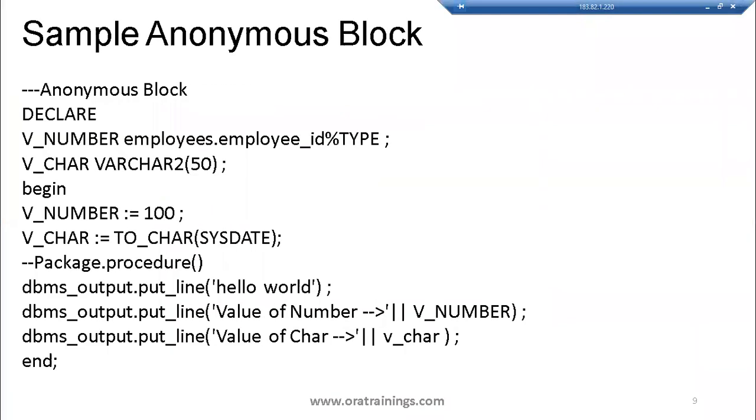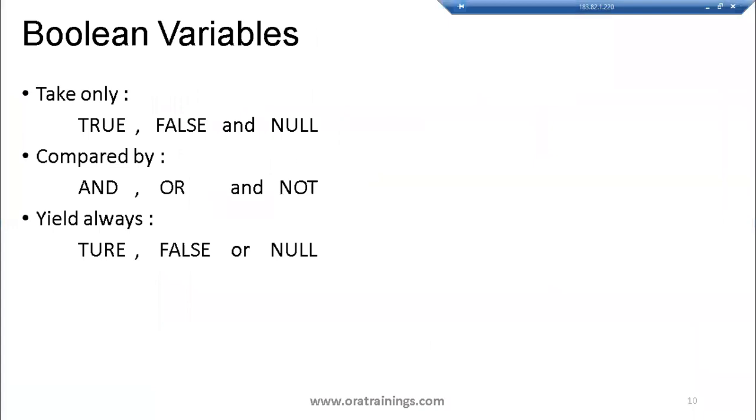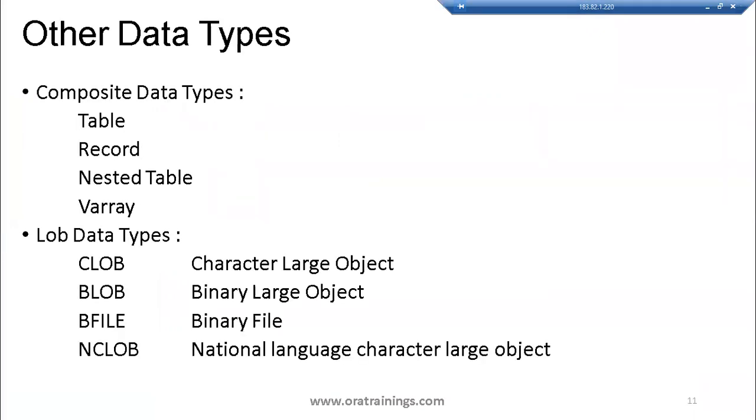So let us get into the next slide. We have seen the sample. Coming to the different types of variables, we have another type of variable called Boolean variables, which can take only true, false, or null. And what are the other kinds of data types we have? Table data type, record data type, nested table data type, and VARRAYS.